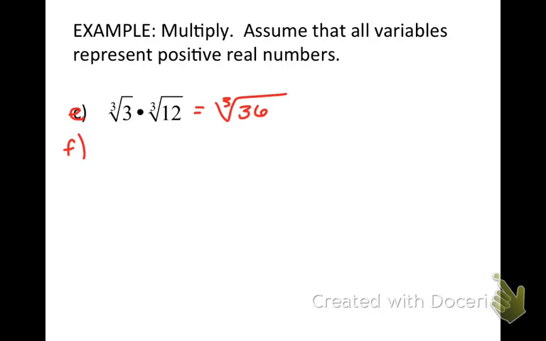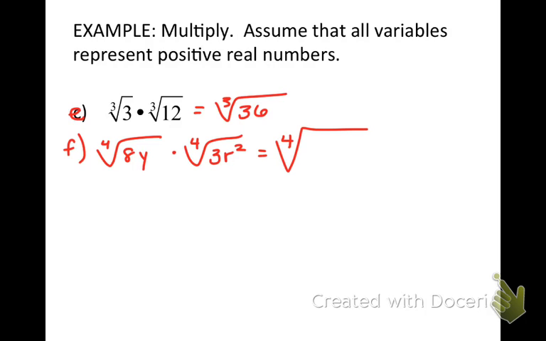All right. F is going to be the fourth root of 8y times the fourth root of 3r squared. Which would result in a fourth root of 8 times 3, which is 24. And then usually it's best practice to put your variables in alphabetical order, so I'm going to write my r squared first, and then my y.